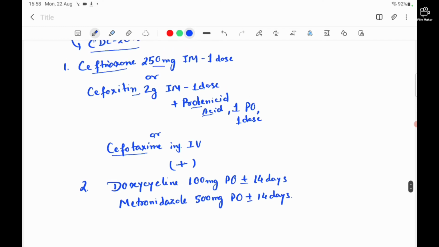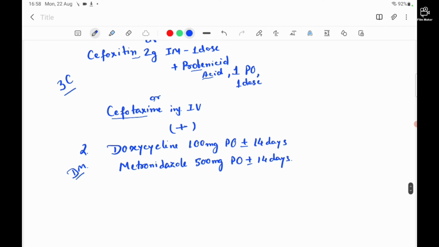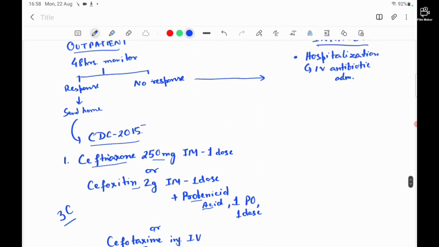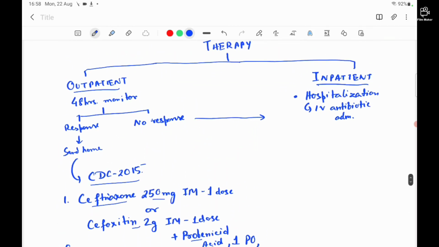You can remember this by remembering 3C and DM. You give any C from all the 3 C's, that is ceftriaxone, cefoxitin or cefotaxime, plus you have to administer DM. DM is doxycycline and metronidazole. Now let's come to the inpatient therapy. The inpatient therapy guidelines, this is also as per CDC 2015.